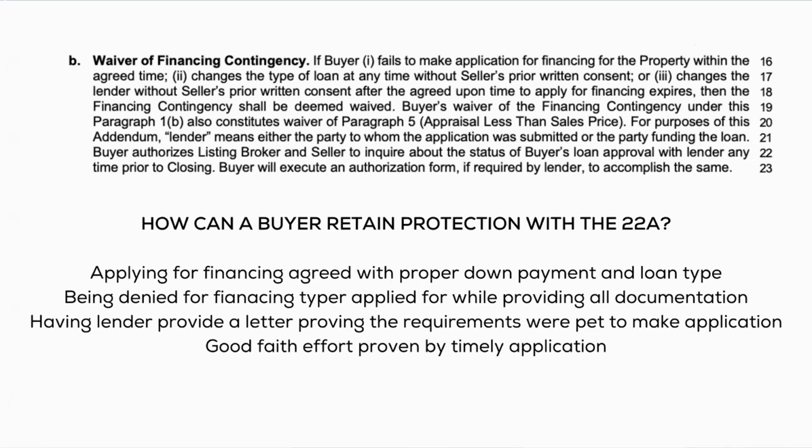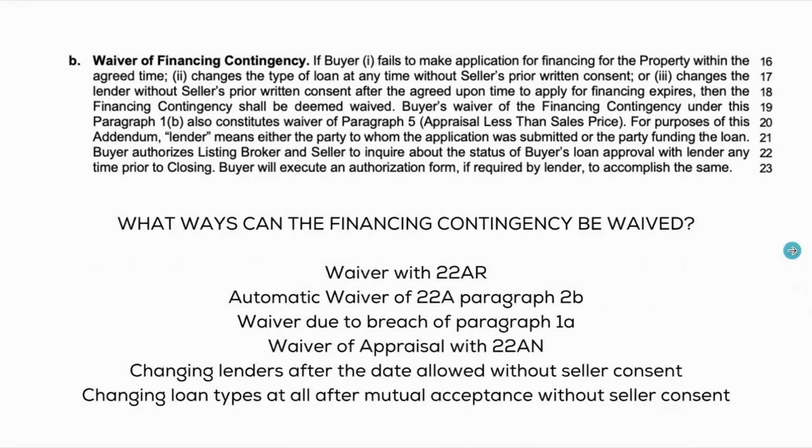Paragraph B actually bullet points the ways it can be waived. So if the buyer fails to make application, changes the loan type without the seller's consent, if the buyer changes lenders after the 5 days, unless it's changed to something different, or if they've also just decided to waive it under the automatic waiver of financing. Like I said, there are ways that this can definitely be waived. So buyers and sellers, keep these things in mind.